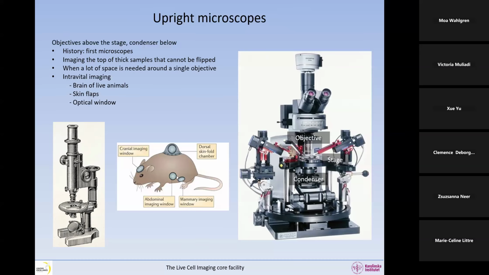So when you image in intravital, it's not always the case that you image with an upright microscope, but quite often, if you're imaging here at the top, you don't want to flip the animal, or in a cranial window. So this is the reason why we can use an upright microscope. The problem with an upright microscope is that the objective is on the same side as the sample. If you move the stage, the objective will bump into the sample. So there's very little stage movement for an upright microscope.